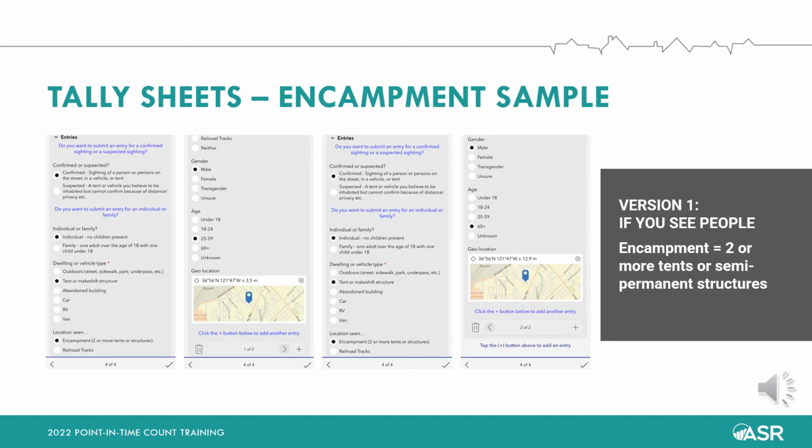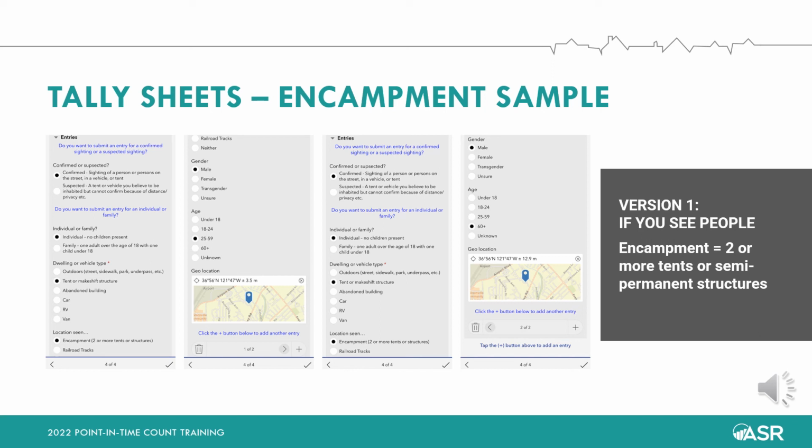An encampment is defined as 2 or more tents or makeshift shelters that are grouped together. In this example, you observed an individual who appeared to be male and in his 30s outside a tent. You also observed a tent directly next to his with an individual who appeared to be male and in his 60s standing outside that tent.